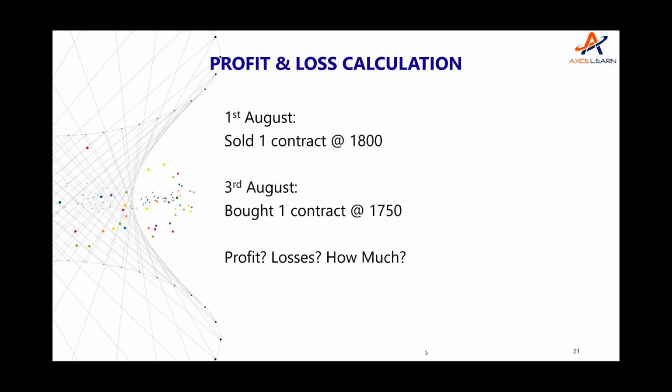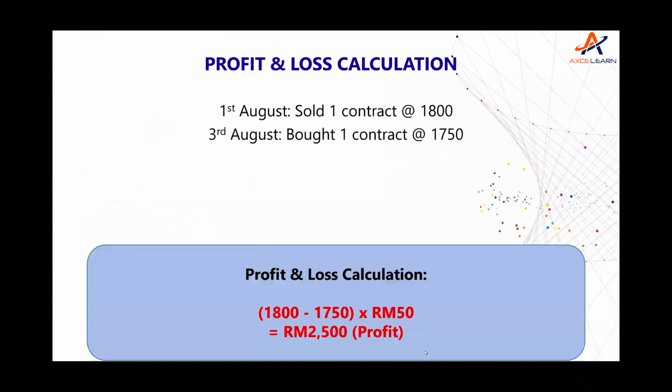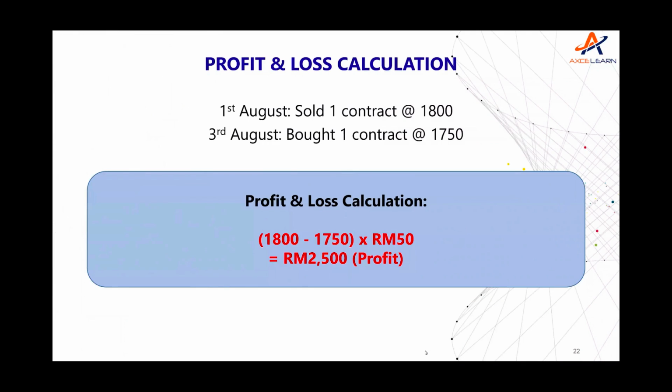Now, what is the difference? How many points are different? In this scenario, the difference is 50 points. Now, each point is how much? Each point is Ringgit Malaysia 50. So in this case, you are taking 1,800 minus 1,750. The difference is 50 points. You times Ringgit Malaysia 50. Is it 2,500? I'm not quite sure. Maybe the calculation is wrong. So in this case, the difference is 50 points times Ringgit Malaysia 50. The calculation will be 2,500 and it will be a profit.